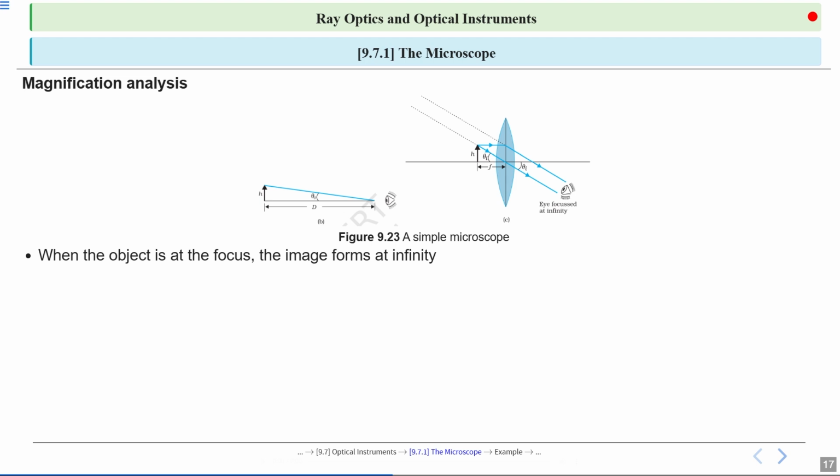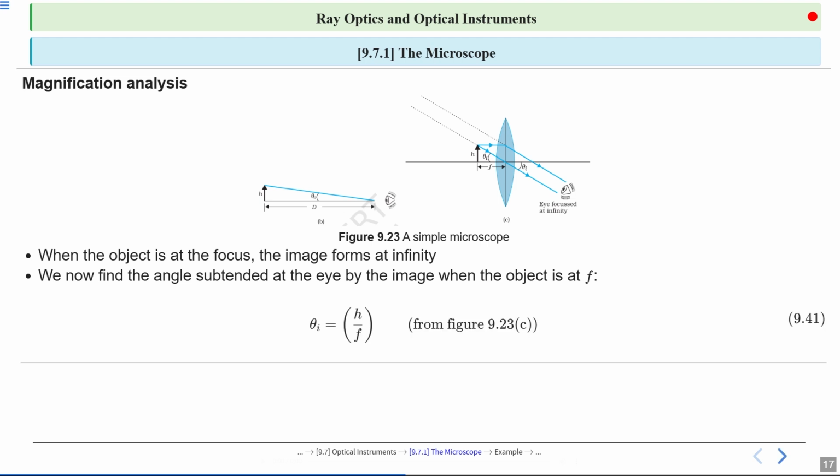When the object is placed at the focal point of the lens, the image is formed at infinity. This is an important concept because it allows the eye to view the image without strain. As the eye is relaxed when looking at the object at infinity, the principle is key to how microscopes enhance our ability to see the small details. Next, we calculate the angle subtended at the eye by the image when the object is at focal point. This angle is crucial for determining the magnification power of the microscope. Understanding this angle helps us quantify how much larger the image appears compared to the actual object.